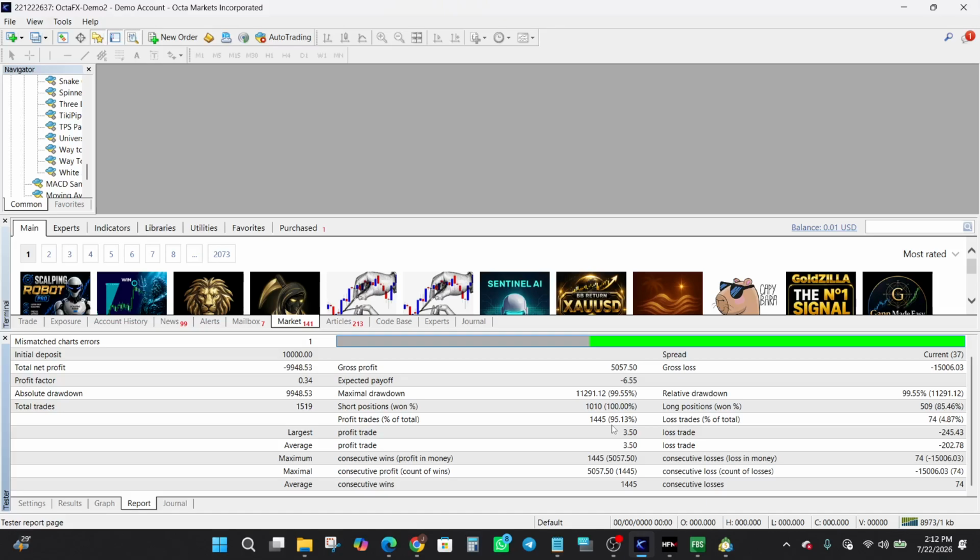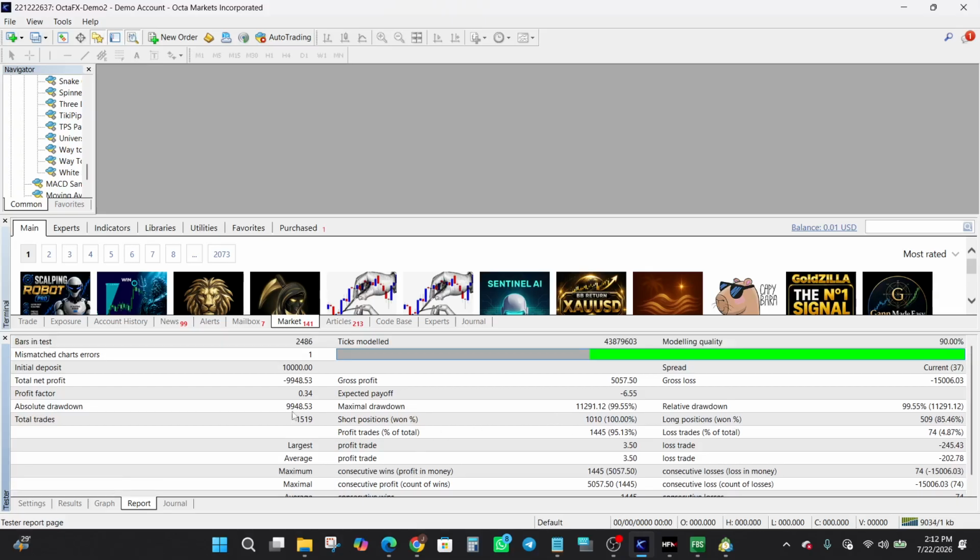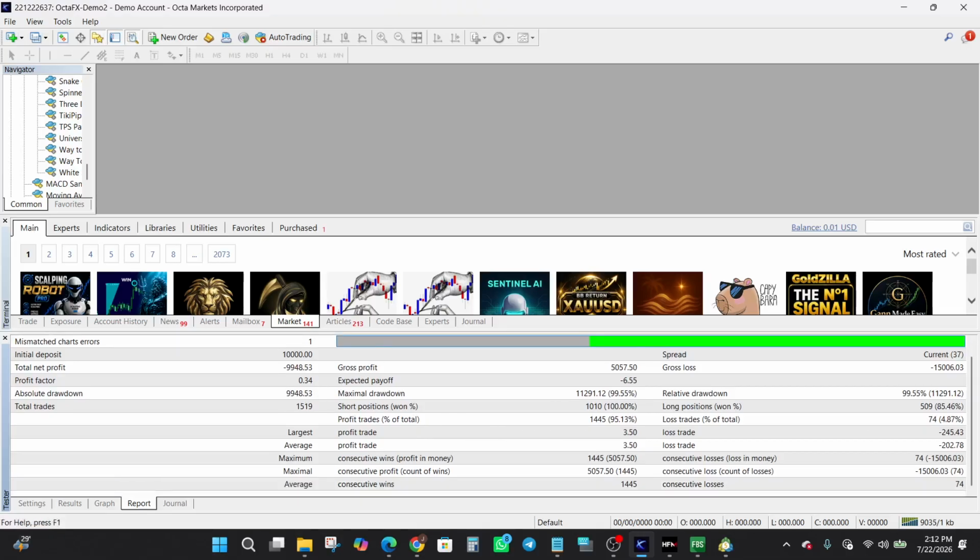Why? Because of poor risk management. We can see that the risk management is extremely poor. Extremely poor. The average profit was just $3.50, but the average loss was a whopping $202.78. The difference is so much. The difference is so much. So it's not surprising that despite such a high win rate, the account still got almost blown.